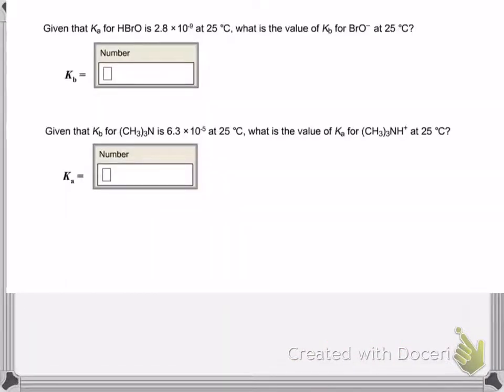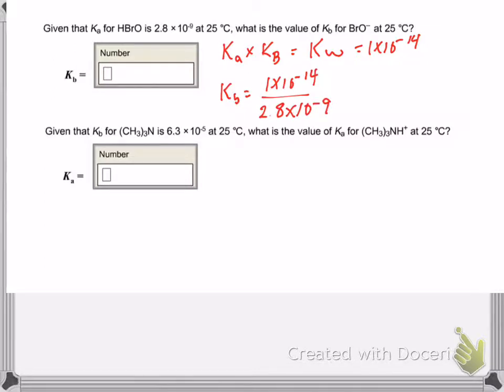Okay, so the last calculation we'll run here is a pretty basic relationship between Ka and Kb. We're given Ka of HBrO, and we just want to know what the Kb is for BrO minus, recognizing that it is the conjugate base of HBrO. So we use the relationship that Ka times Kb equals Kw, and Kw is 1 times 10 to the minus 14 at 25 degrees Celsius. We can rearrange this for Kb: 1 times 10 to the minus 14, divided by 2.8 times 10 to the minus 9. Solving this, we get 3.6 times 10 to the minus 6 as Kb.